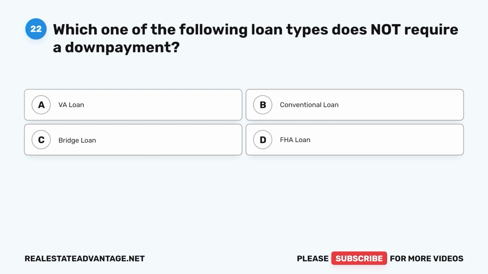Question 22. Which one of the following loan types does not require a down payment? A. VA loan. B. Conventional loan. C. Bridge loan. D. FHA loan. The correct answer is A.